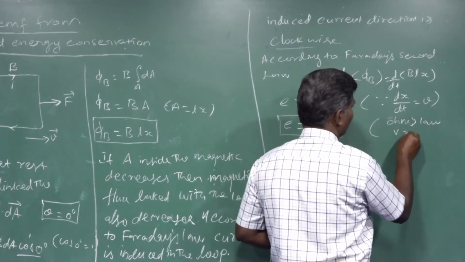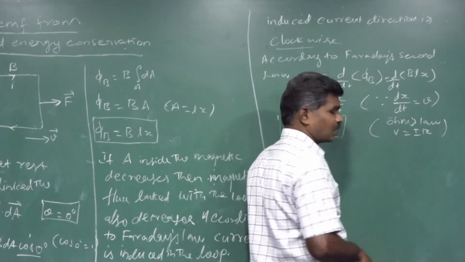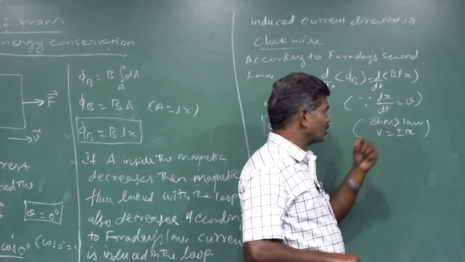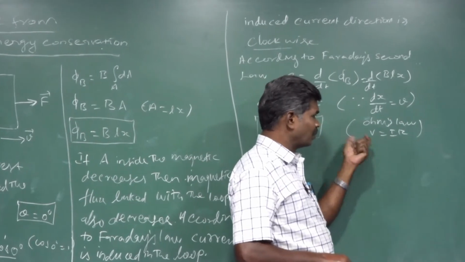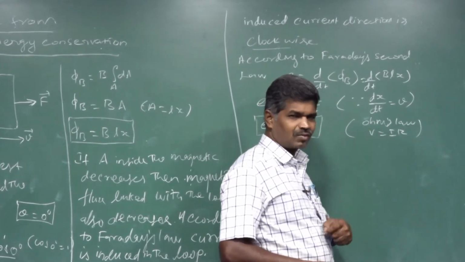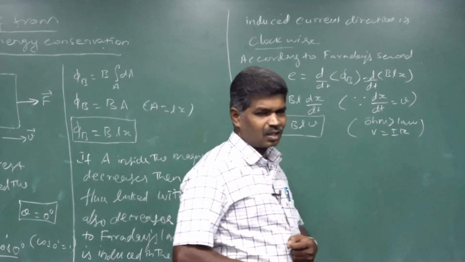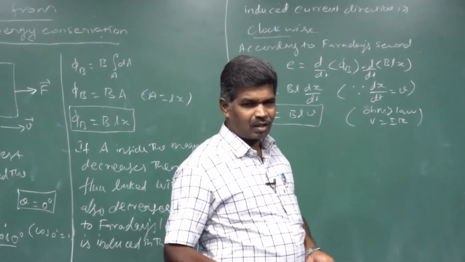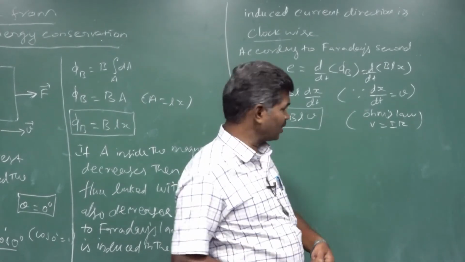Ohm's law is V is equal to IR. Like that, here we want to find the induced current. That's why EMF divided by resistance. This resistance we are going to take is the resistance of that loop. That loop has a certain length, and that length provides a certain resistance.